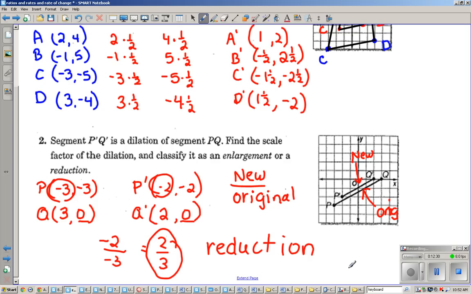Are there any questions? All right, today we have gone over how to make a scale drawing, a dilation, based on a given scale factor. And then we've also learned to calculate the scale factor and find out if it was a reduction or an enlargement.